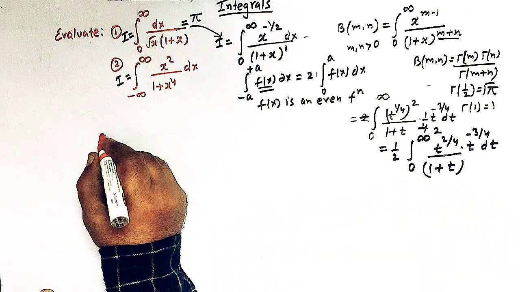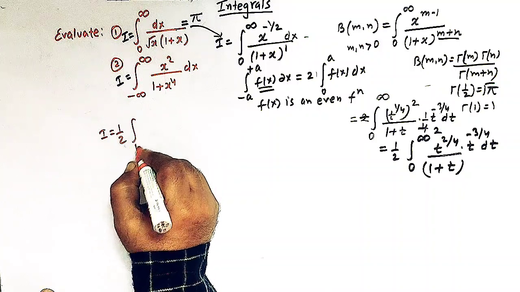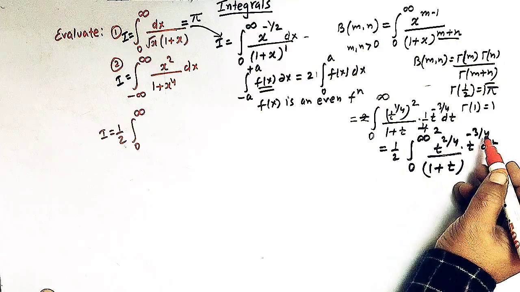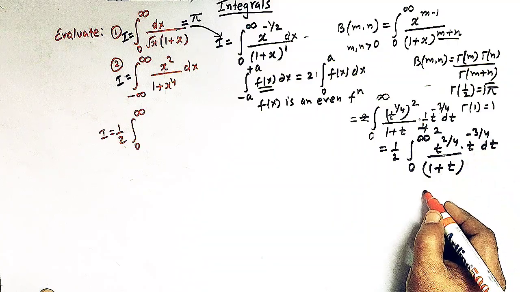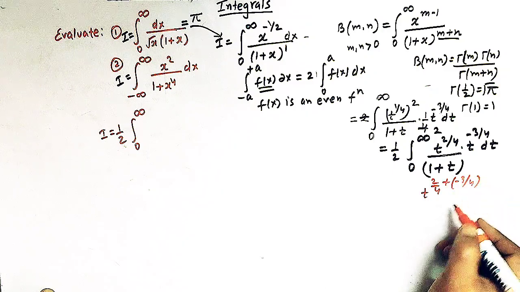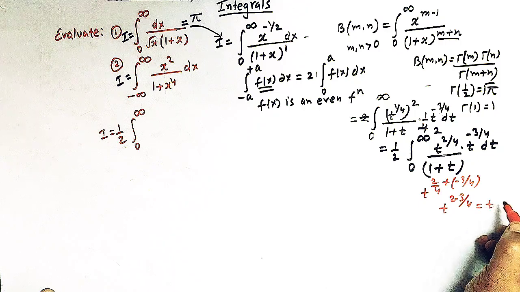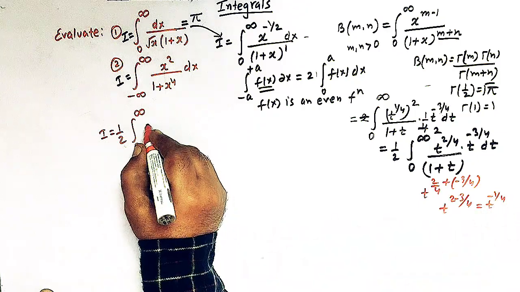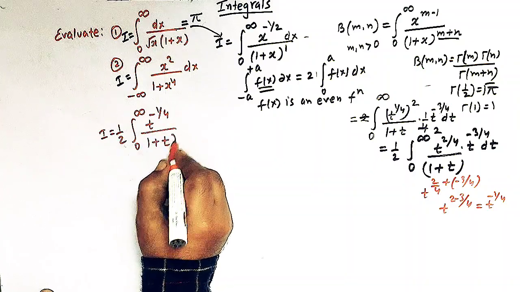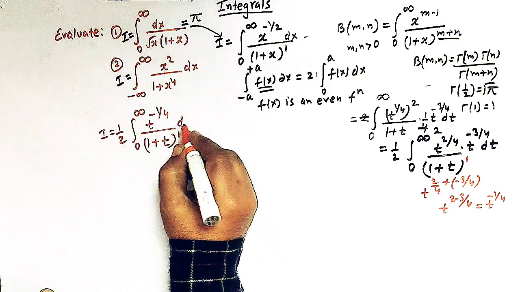So now we can write I is equal to half integral 0 to infinity, and here the bases are the same. We can add the exponents. So we have t raised to 2 by 4 plus minus 3 by 4. So this is 2 minus 3 by 4, that is t raised to minus 1 over 4. So here we have t raised to minus 1 over 4 and 1 plus t raised to 1. So here we can take 1, and here we have dt.